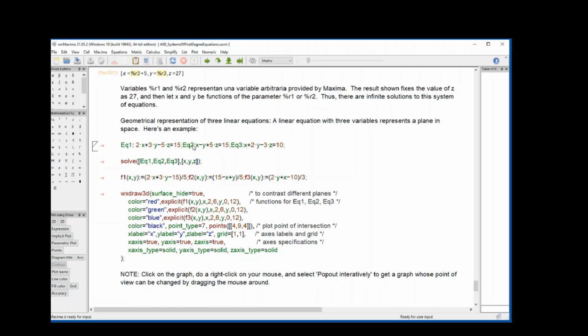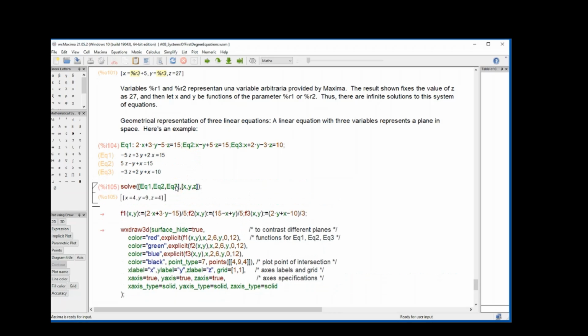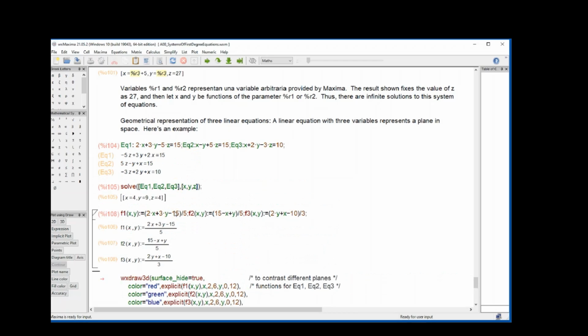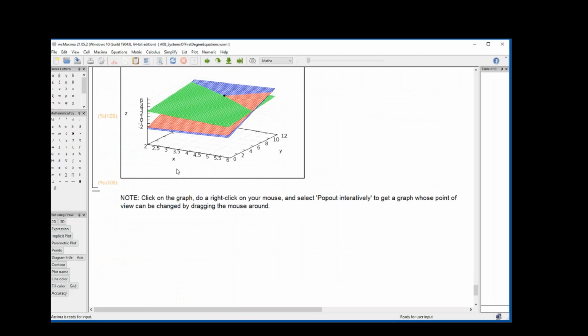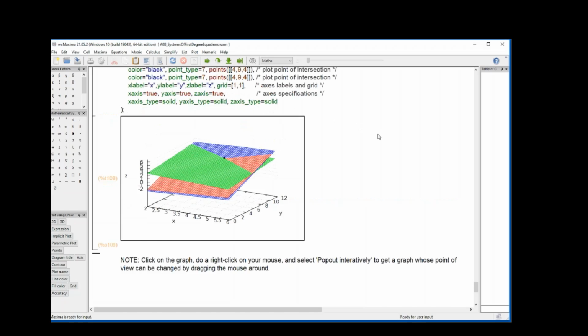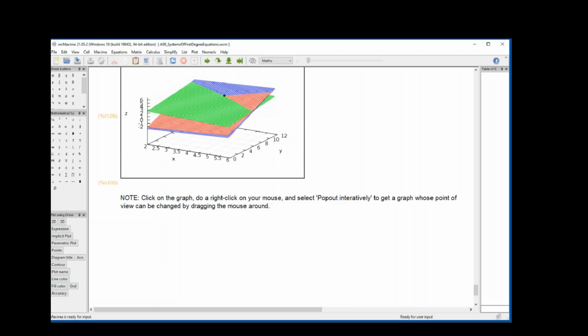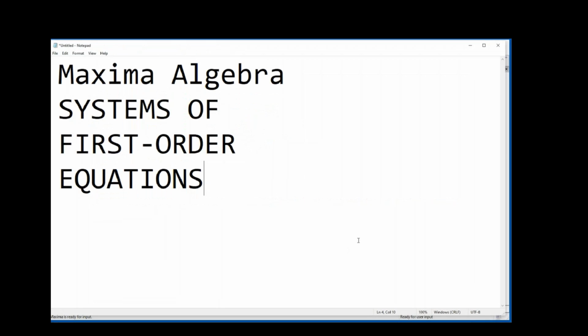Geometrical representation of 3 linear equations. These are planes in space. This is advanced algebra, or advanced analytic geometry actually, but we can plot this to show you here. It's not really for elementary algebra, but the red plane is one of the first order equations, the blue plane is another one, and the green plane is another one, and they intersect at this dark point in the middle, and that's the geometric interpretation of a system of 3 linear equations. And so with that, we finished this video about systems of first order linear equations.